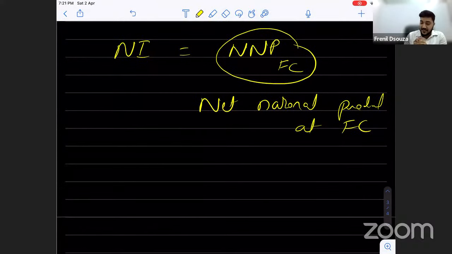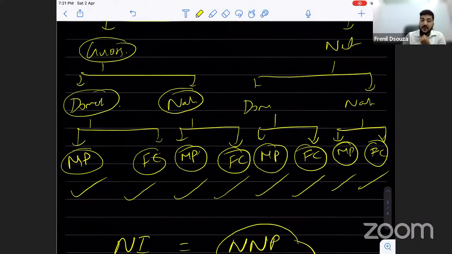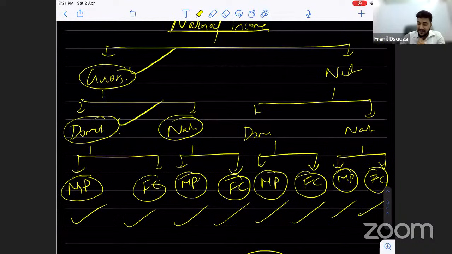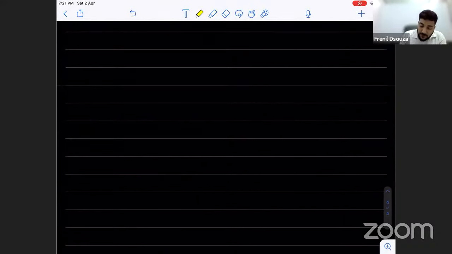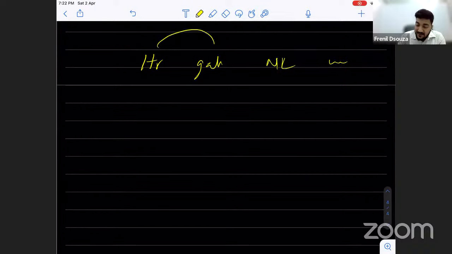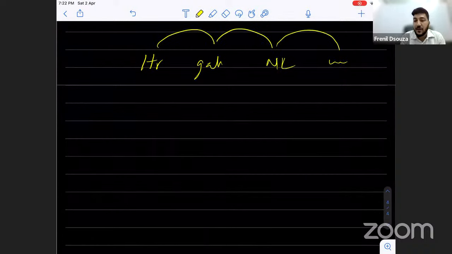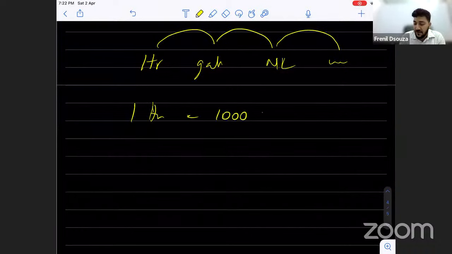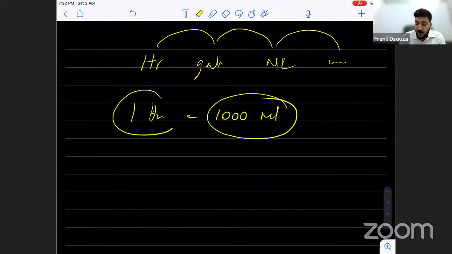What do we see next? Now I spoke about so many words. I said there is gross, there is domestic, there is national, there is market price, there is factor cost. Now, just like any other measure, I took an example of liquid, right? I said liter, I said gallon, I said ml or milliliters, I said cusecs. These things can be converted from one thing to another. For example, if I say 1 liter, I can also say it is 1000 ml, and both are same, but they are expressed in different ways.